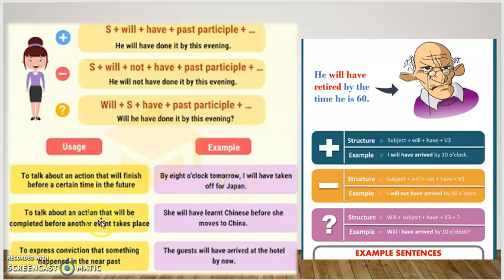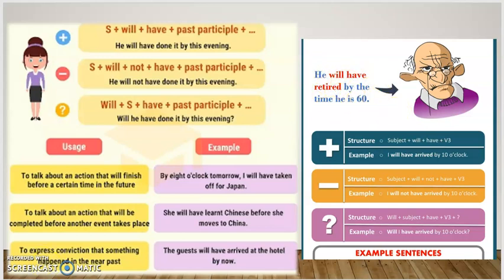The other is to talk about an action that will be completed before another event takes place. She will have learned Chinese before she moves to China. Ella habrá aprendido chino antes de que se trastee o viva en China. Okay? So also, we have some other example in here. He will have retired by the time he is 60. Él se habrá pensionado para cuando cumpla 60.